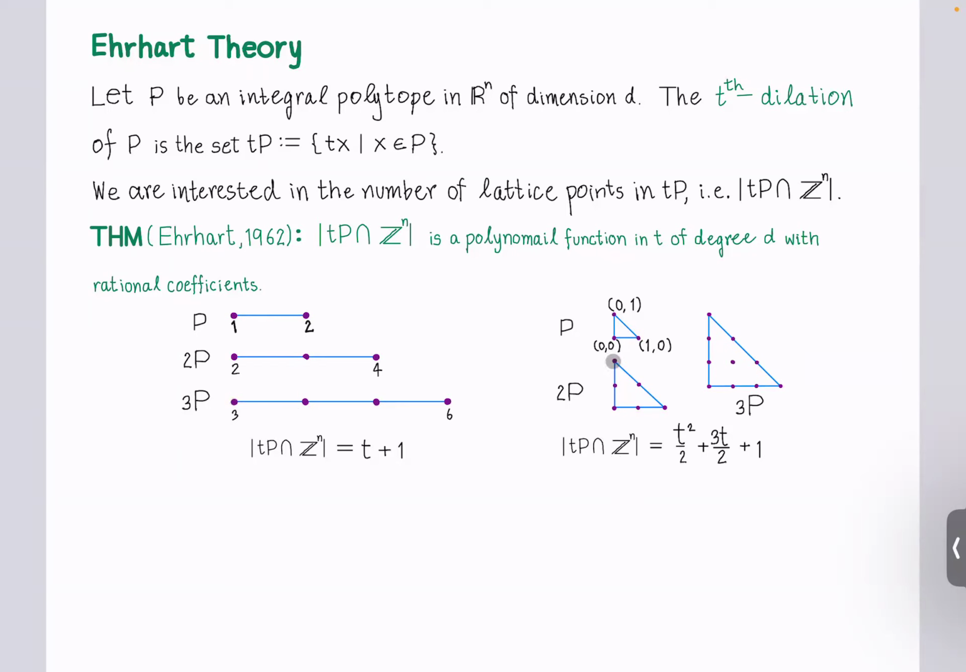And here is another example when P is this triangle here. And there are three integral points in it. In 2P, you get 6 now. In 3P, you get 10, you can count it here. And you can check that the number of lattice points in tP is going to be equal to t squared divided by 2 plus 3t divided by 2 plus 1. And yes, it's a polynomial.